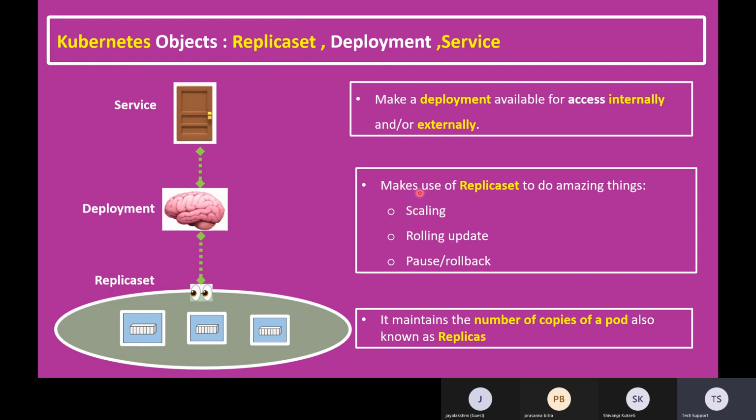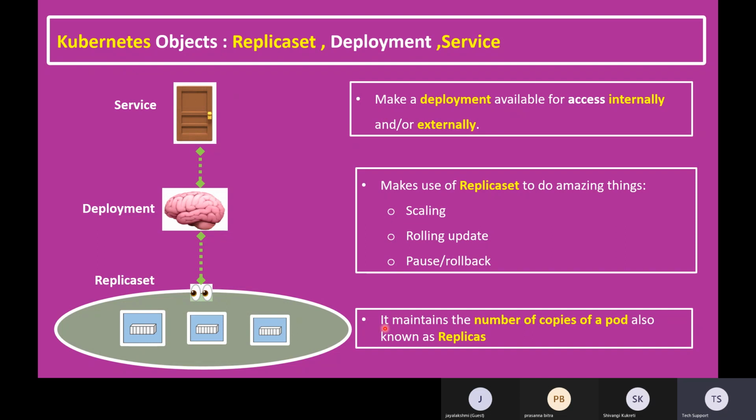Now let's talk about some more additional Kubernetes objects. Those objects are the replica set, deployment, and service. In the left side diagram, we'll start from bottom to top. The replica set, as the name itself says, is a set of replicas. If you see in this diagram, there are three pods involved.